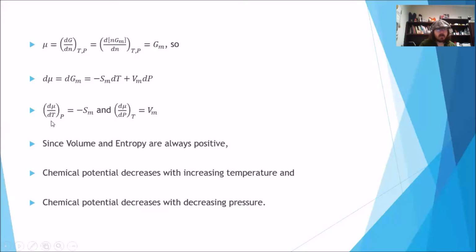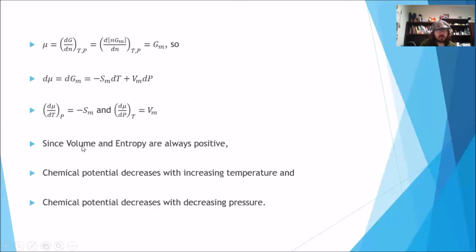So looking at how chemical potential changes with temperature at a constant pressure, it relates to the negative entropy, and how chemical potential changes with pressure at a constant temperature relates to the molar volume. If we increase the pressure, how the chemical potential is going to change relates to the volume of the phase. How it changes with temperature depends on the entropy of that phase.